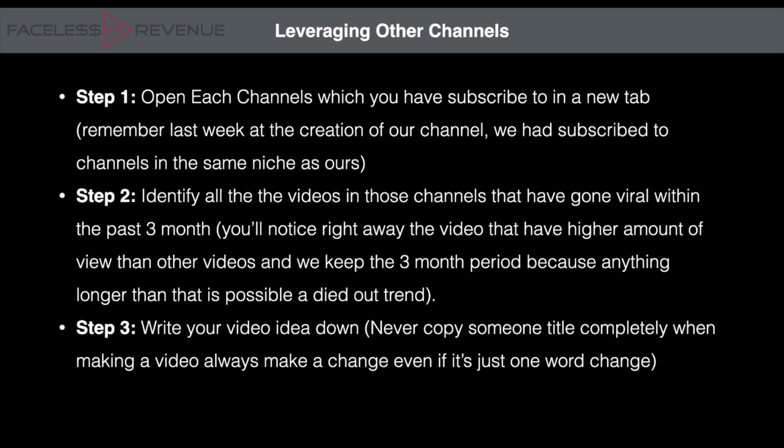And by the way, the reason we keep the 3-month period is basically what I found: usually anything longer than 3 months is a passing trend. It's not always the case, but using keyword research you can also see whether or not it's something you're going to be talking about. But most of the time, it's just a passing trend. So if a video went viral longer than 3 months ago, say a year from now or 2-3 years from now, it's a dying trend most of the time.